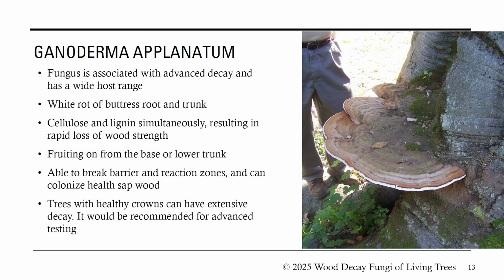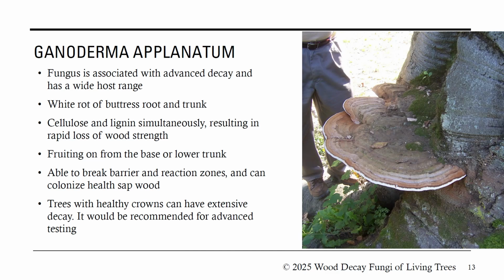This fungus is associated with advanced decay and has a wide host range: white rot, buttress roots, and the trunk. This is a simultaneous rot, so cellulose and lignin are being consumed together, resulting in rapid wood strength loss. So when you see this one near roadways or something, your little bell needs to go off that we might need to do something. Reduce the tree. Removal of the tree is always the last thing, but something might need to be done.